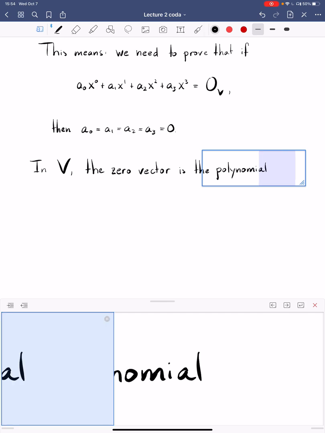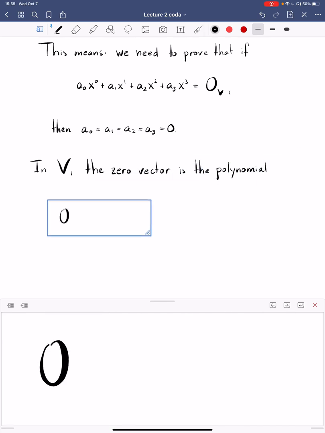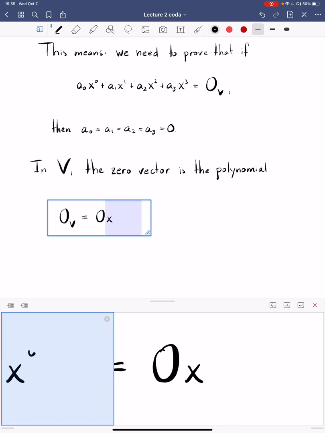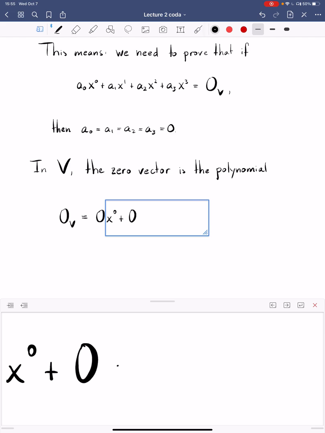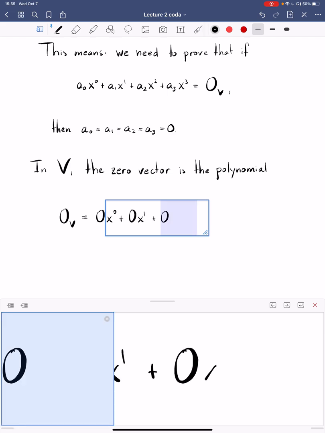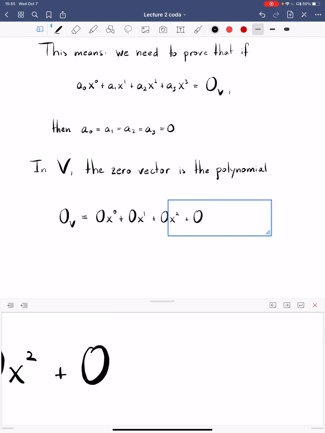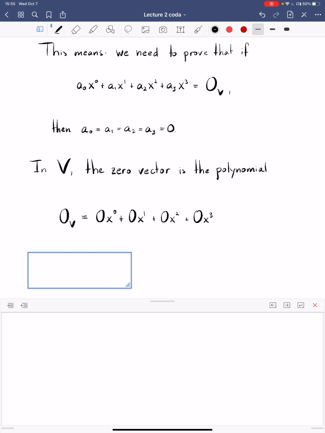What is it? It's the polynomial all of whose coefficients are 0. So the 0 polynomial is 0 times x to the 0, the number 0, plus 0 times x to the 1, plus 0 times x to the 2, plus 0 times x to the 3. Okay, and so that's the 0 vector in this vector space of polynomials of degree at most 3. And what would it mean for a0? Let me keep this x to the power 0. What would it mean for this polynomial?